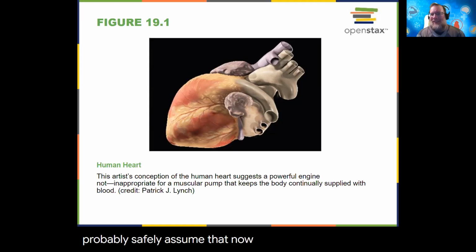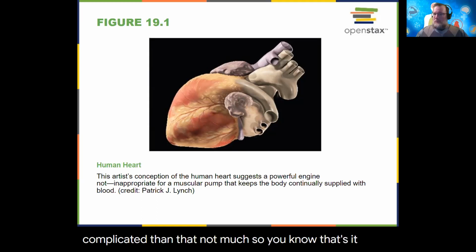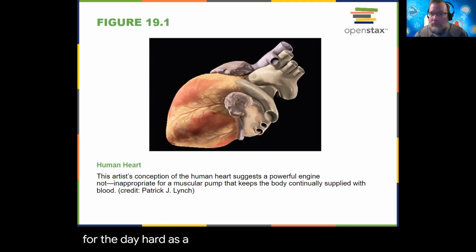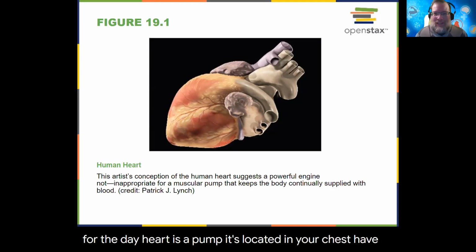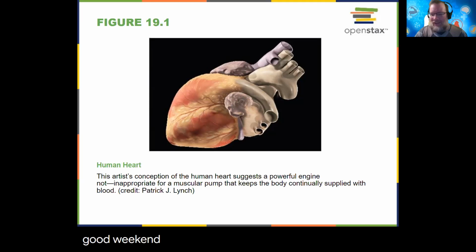Now, it's a little bit more complicated than that. Not much. So, that's it. Done for the day. Heart is a pump. It's located in your chest. Have a good weekend. If only, right? Well, we have to add a few more things to it, of course.